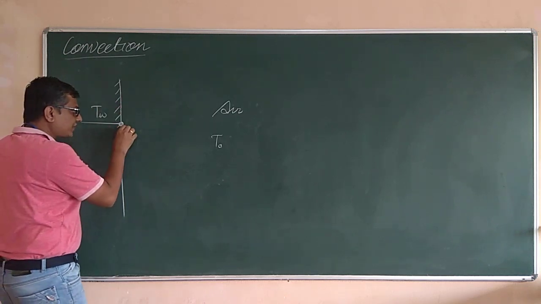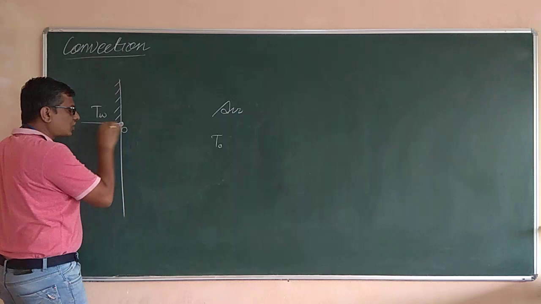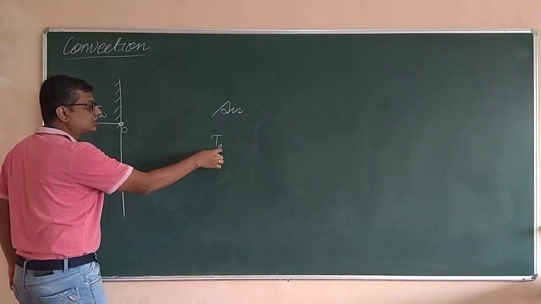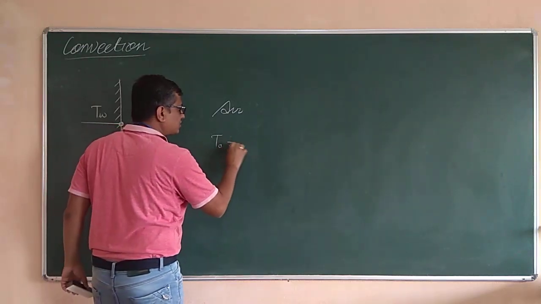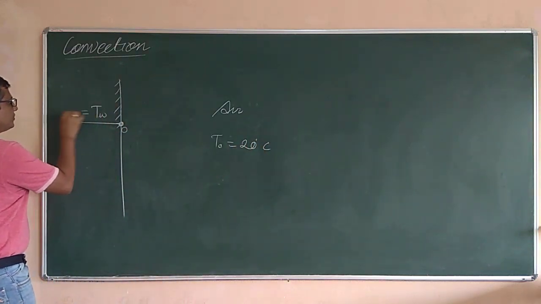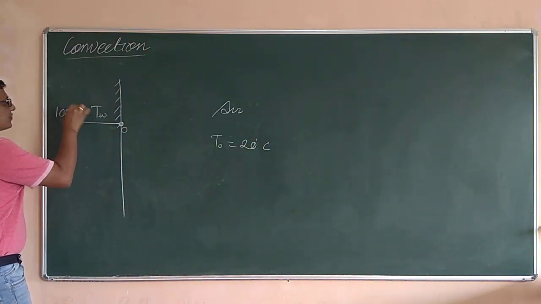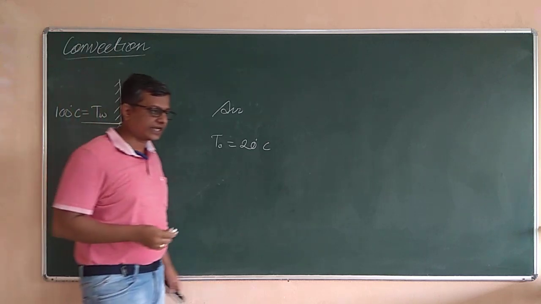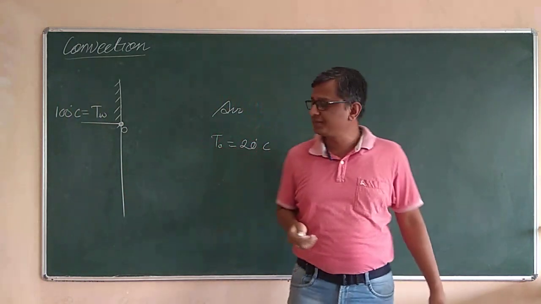The temperature of air which is in contact with this solid is not equal to the temperature of the surrounding air. For example, if I take this to be at 20 degrees Celsius and the temperature of the wall to be at 100 degrees Celsius, these values I am taking just for your understanding so that it will be easy for you to understand.